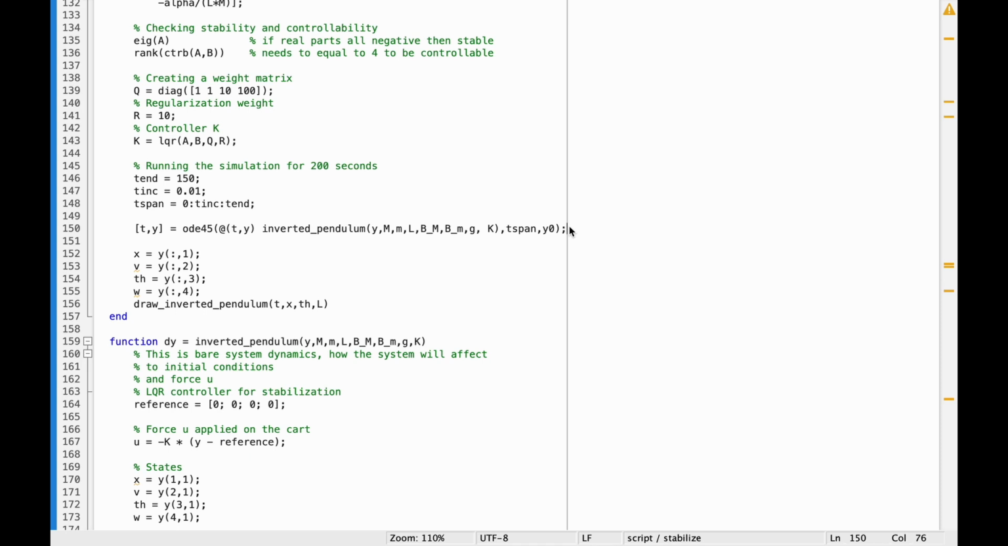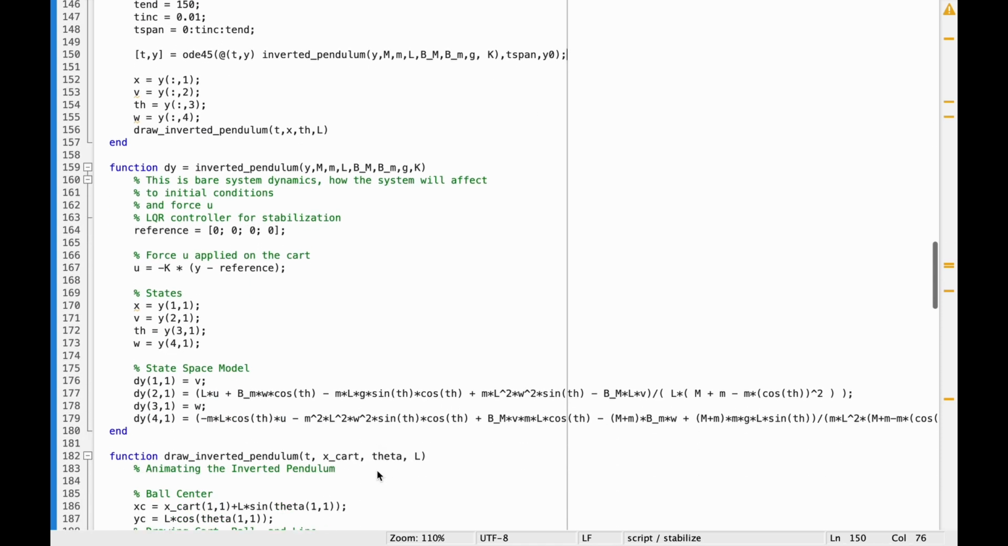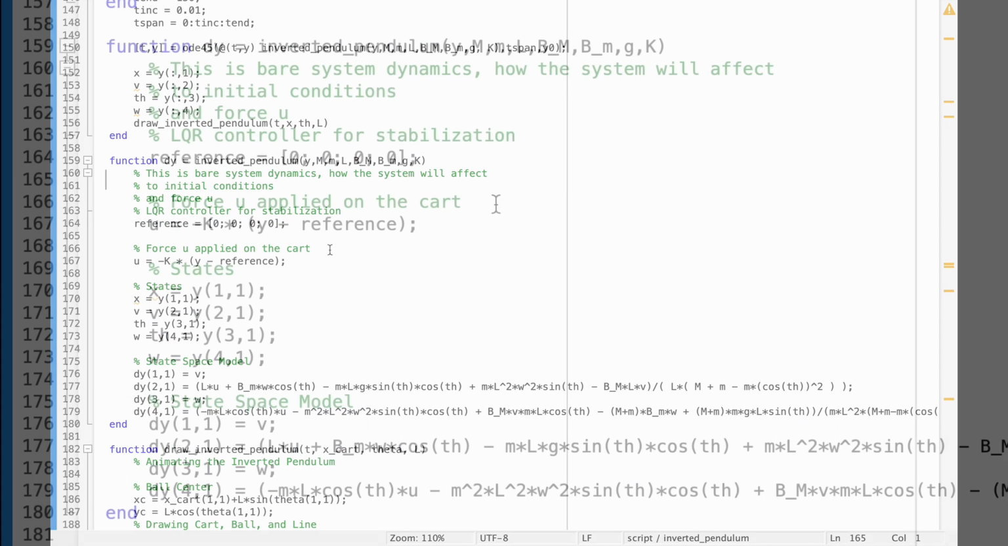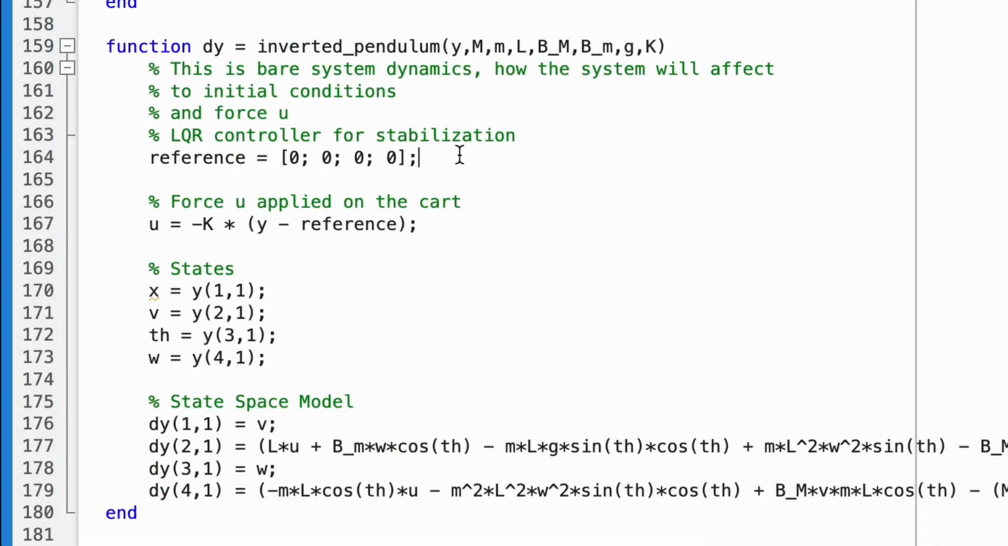Let's take a quick look at the inverted pendulum function. So first, we set our reference or goal, which we are trying to achieve. For us, it is for the cart to end up at position 0 with the pendulum pointing upwards. Then we need to calculate how much force our controller thinks we need to apply to reach our final goal. It takes our current states that are stored in vector y and subtracts the reference values to see the difference between them. If we are close to our reference values, this difference will be small and it will result in a smaller force applied.